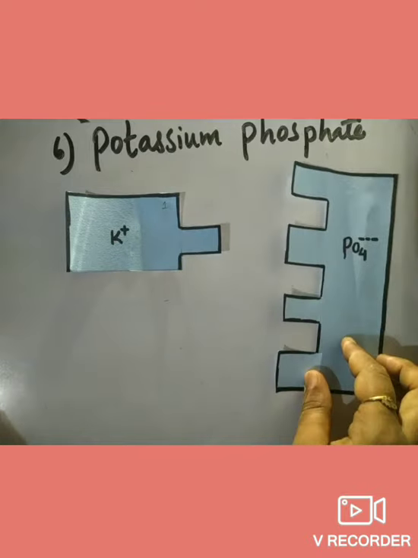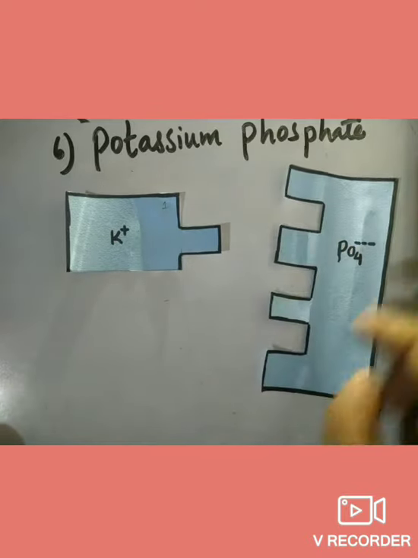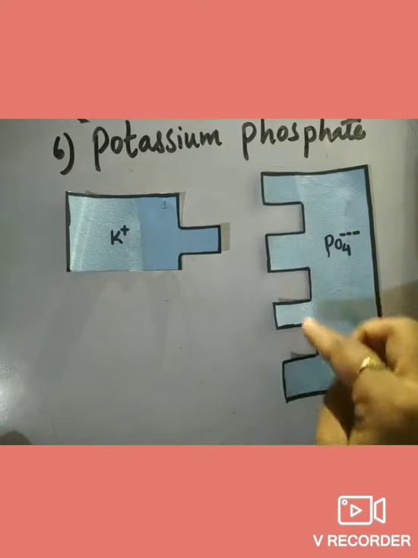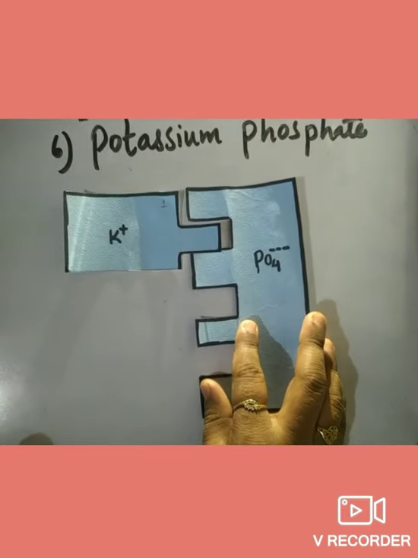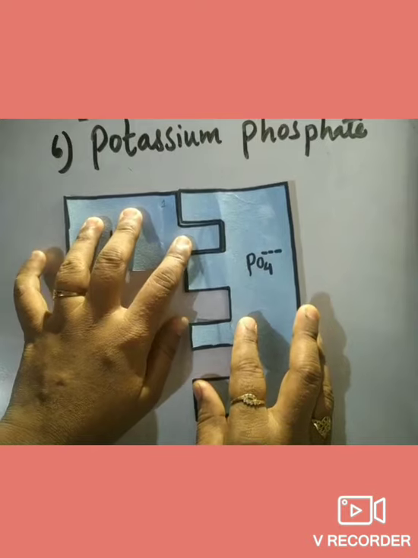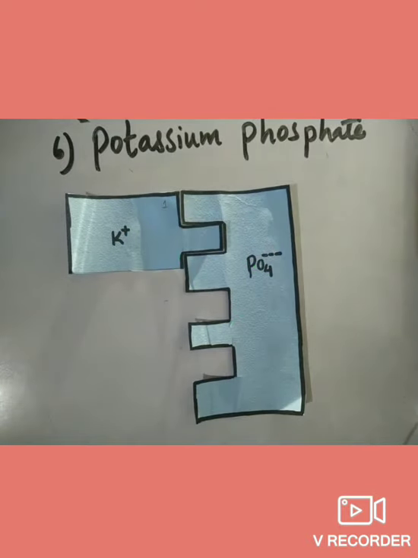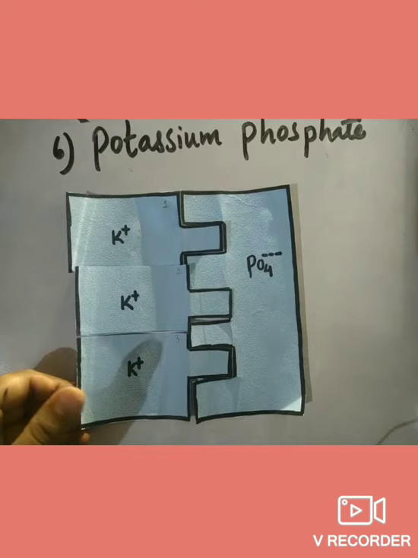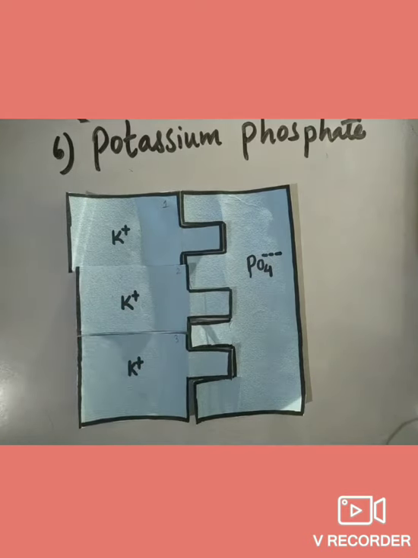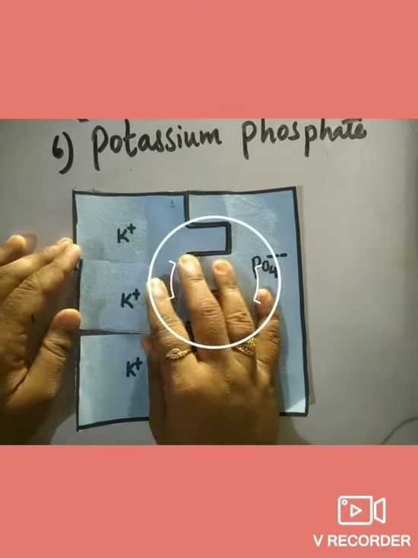This is our phosphate. Phosphate is having 3 negative charges and that is why I have made 3 hollow parts here. Okay, let's combine them. Is it a complete compound? No. Still two hollow parts are remaining. So we need to take one more potassium. I have taken one more potassium here. Still the compound is incomplete. So I need to take one more potassium. And now the compound is complete.